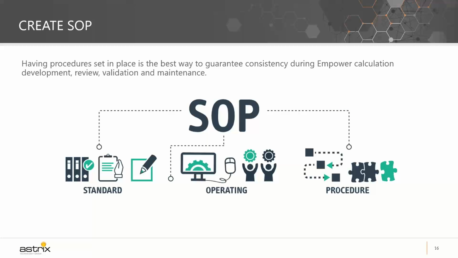So first of them, create an SOP. Having procedures set in place is the best way to guarantee your consistency during the development, review, validation, and maintenance of your formulas. So before you start adding any customized calculations within Empower, first you need to set a proper environment for that to happen. So creating one or maybe multiple SOPs is the best way to start, as it guarantees not only a proper life cycle of developed calculations, but also sets the Empower current environment in terms of user permissions and data organization before you start.